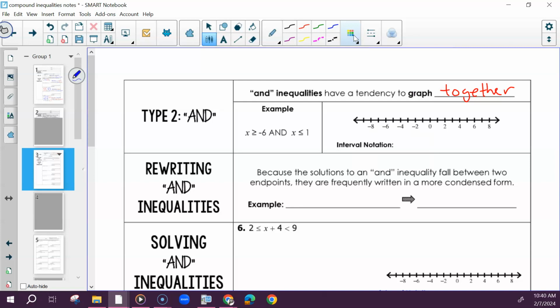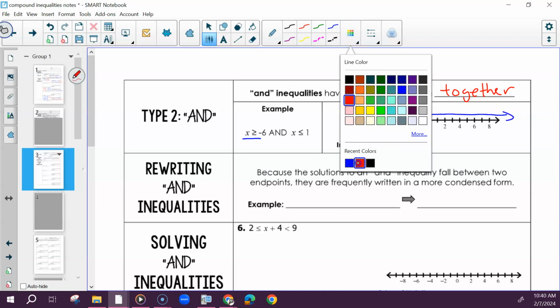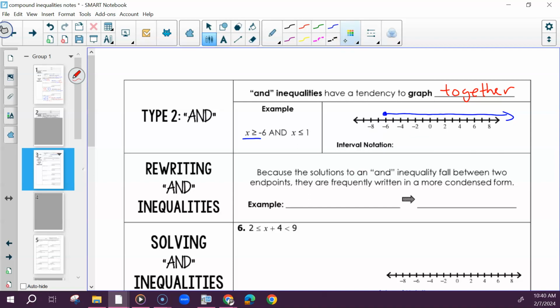So if I were given these two, x is greater than or equal to -6, I'm going to go ahead and graph that one. -6. And then x is less than or equal to 1. You'll see they overlap. Here, you're always looking for where do they overlap.